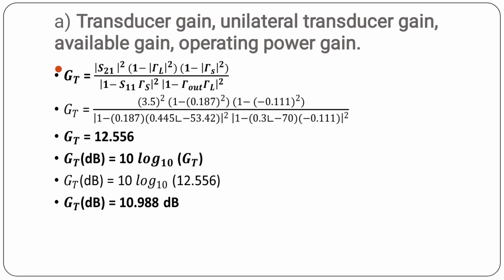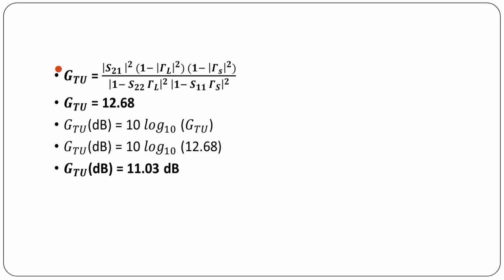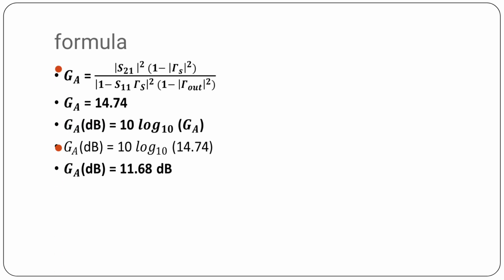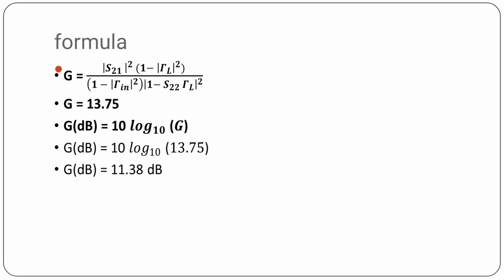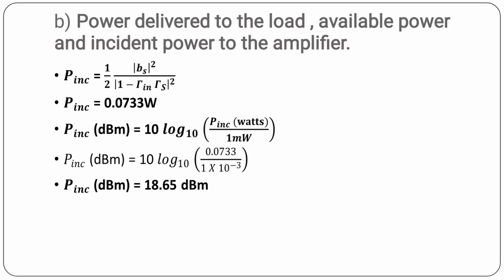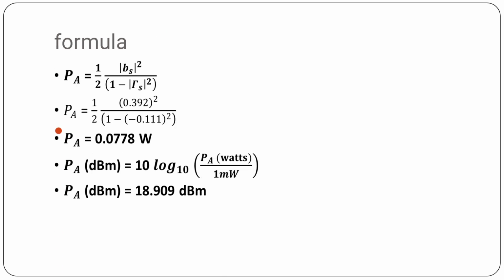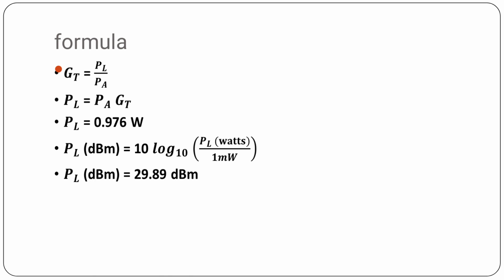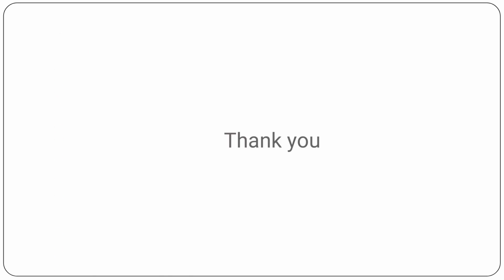So the transducer power gain GT is equal to 12.556, GT in dB is 10.988 dB. In a similar way we can compute GTU as 12.68, GTU in dB 11.03. Using those values we can calculate all the terms corresponding to gain, that is 13.75. Power delivered to the load, incident power equals 0.0733 watt and power in dB equals 18.65 dBm. We can calculate available power equal to 0.778 using the formula we derived from this equation. Finally we will get PL in dBm equal to 28.89 dBm.